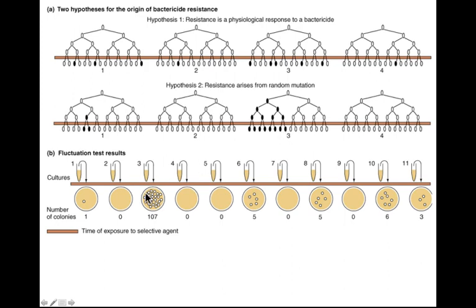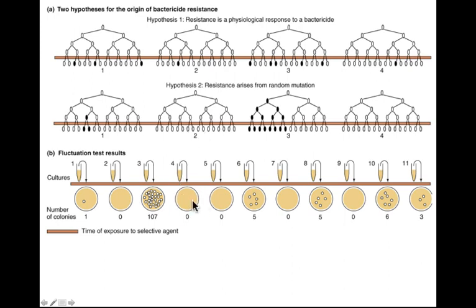In this case, some cultures, if the mutations happen early, will generate a very large number of colonies which are resistant, maybe something like this over here, whereas some will have mutations that occur later in the growth of the culture and give rise to a smaller number of resistant colonies, whereas other cultures may not have had any such mutations in the course of their growth, in which case you get no colonies that are resistant.